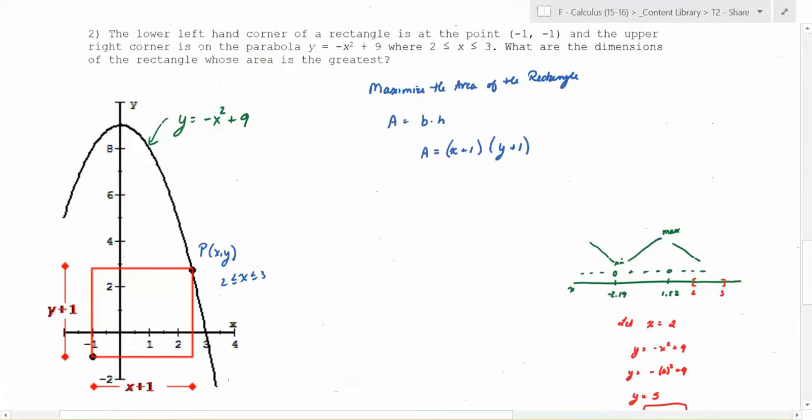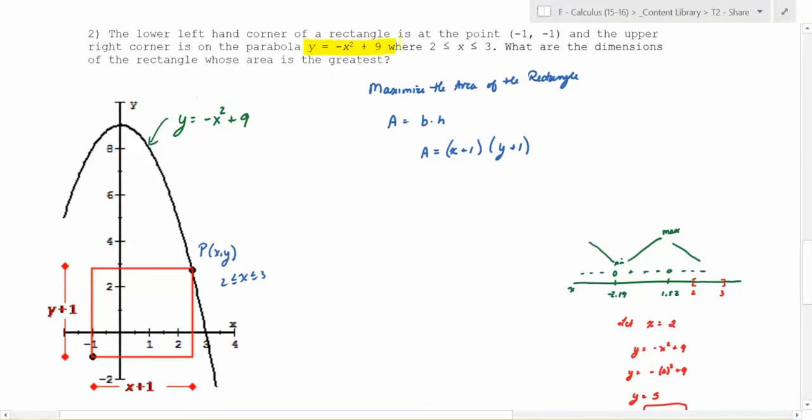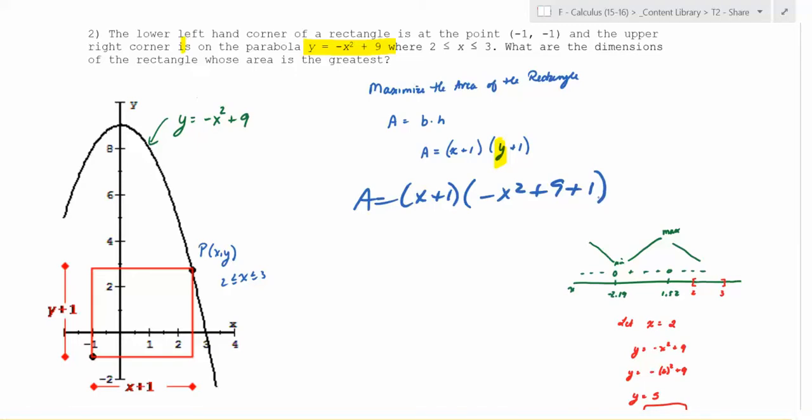Well, we know that we want to get rid of x or y. Y equals negative x squared plus 9. We can put it right there. So tell me what the new equation is going to be, Henry. A equals x plus 1 times negative x squared plus 9 plus 1. Yes. And how many variables do we have now? 1. So before we differentiate, what would we need to do first? Simplify. Sit down and simplify this for me.